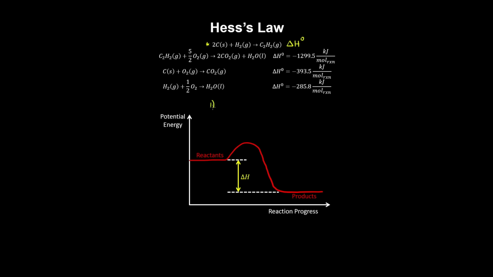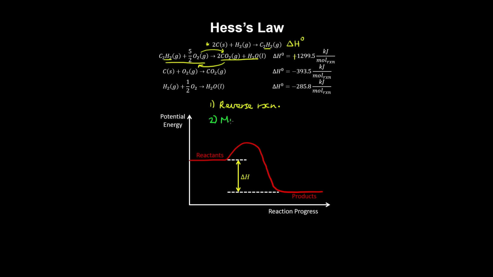So according to Hess's law, when a reaction is reversed, you flip the sign of the enthalpy. So for example here, we want to flip the reactants and the products such that acetylene ends up on the right hand side to match that reaction. So we flip the sign of the enthalpy.